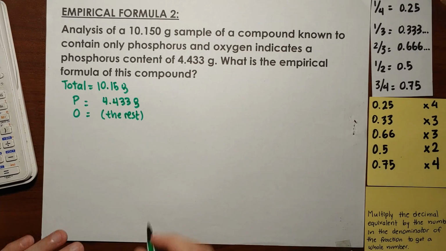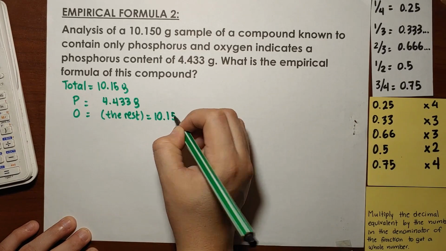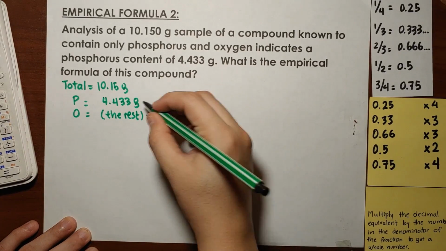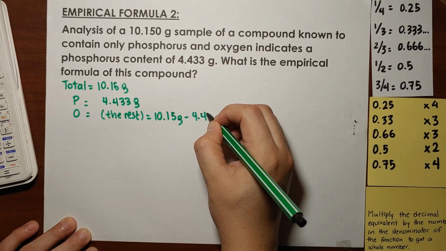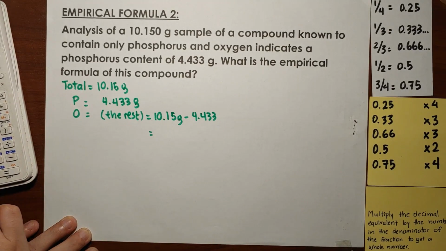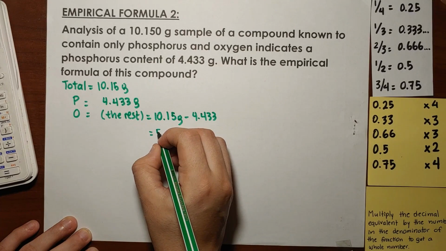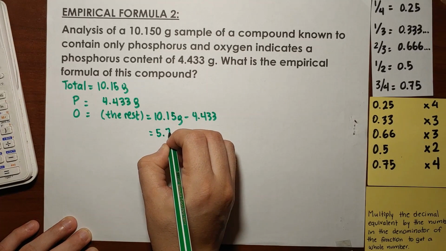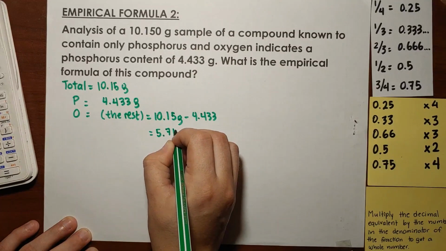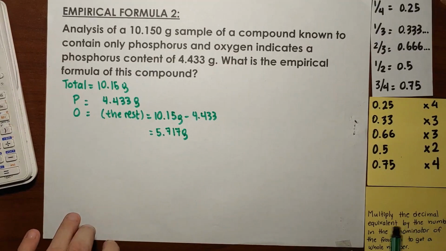But how much is that? Well, a simple process: 10.15 grams minus 4.433 is going to give me the amount of oxygen. And this is 5.717 grams of oxygen. Now, that is my first step for this sample.